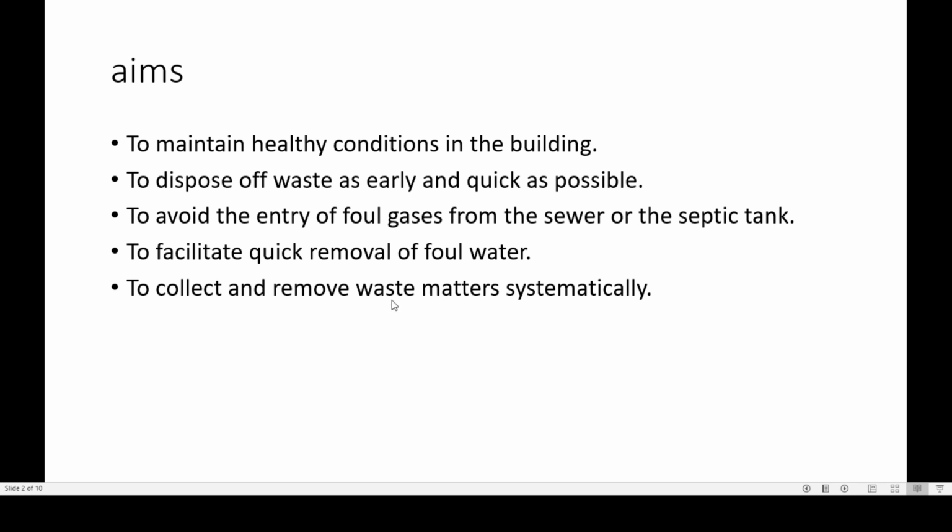It aims to maintain healthy conditions in the building, dispose of waste as early and quick as possible, avoid the entry of foul gases from the sewer or the septic tank, facilitate quick removal of the foul water, collect and remove wastewater materials systematically.